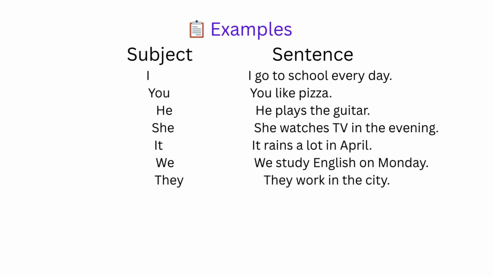Now let's move to plural subjects. With we, we say, we study English on Monday. Just the base form, no changes. And for they, we say, they work in the city. So remember, use the base verb with I, you, we, and they. But with he, she, and it, add s or es to the verb.